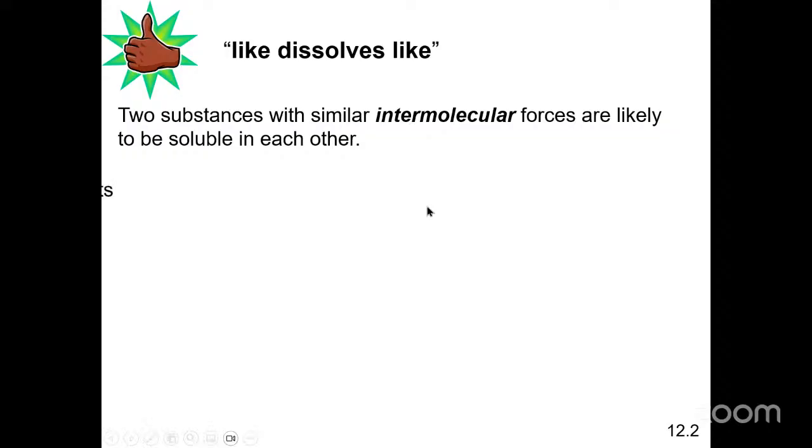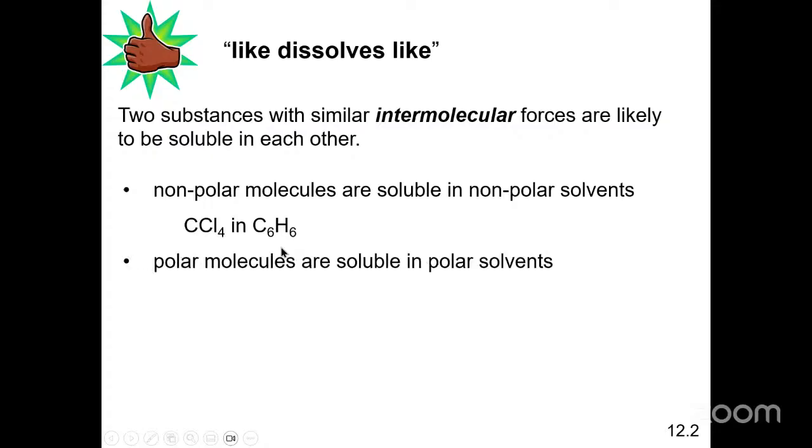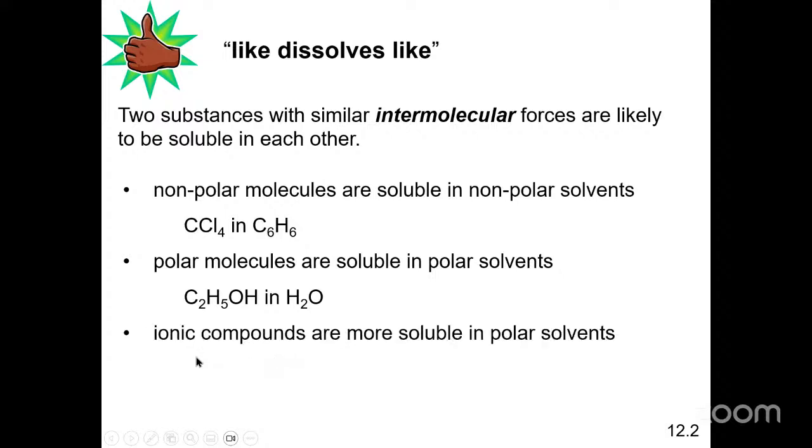So basically, the conclusion that we can come to based on this rule of thumb is that nonpolar molecules will be soluble in nonpolar solvents, all right? And I think I have an example or two here. So for example, carbon tetrachloride will be soluble in benzene because both carbon tetrachloride and benzene are nonpolar, all right? Then we have the possibility of polar molecules. When you add them to polar solvents, they will be soluble as well. And an example here would be ethanol when you add it to water. And then I have a third example here, which deals specifically with ionic compounds.